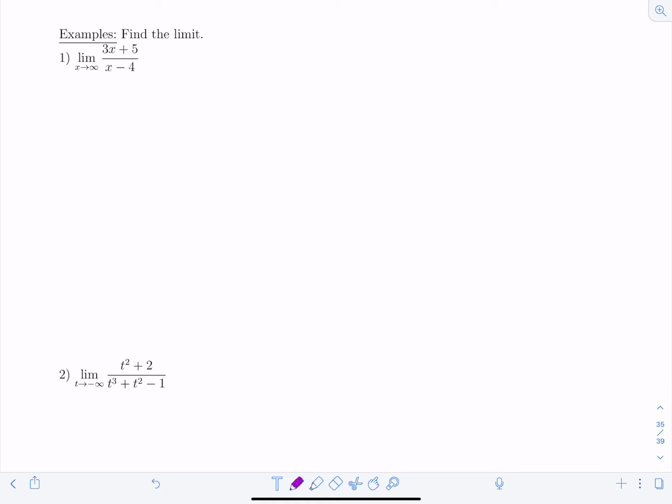All right, when we're dealing with rational expressions and you're taking limits to infinity, you want to divide by the degree of the denominator.